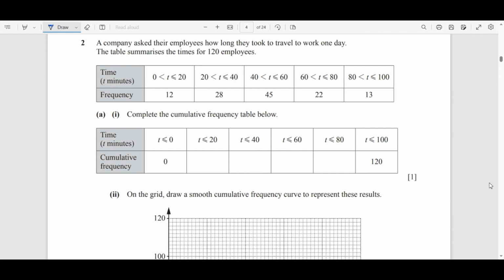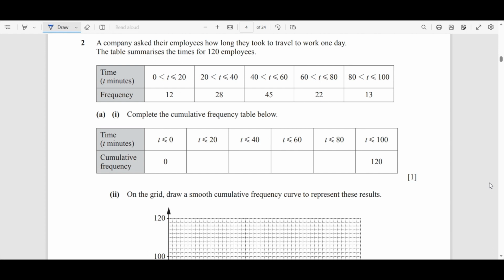Question 2: a company asked their employees how long they took to travel to work one day. This table summarizes the times for 120 employees. The 120 employees is already given, and even if it's not given, you could simply calculate it by adding the frequency. If you don't understand the table, let me quickly give you an explanation.